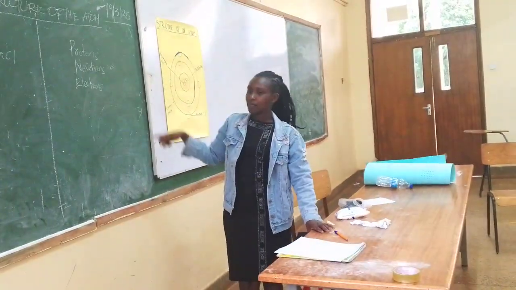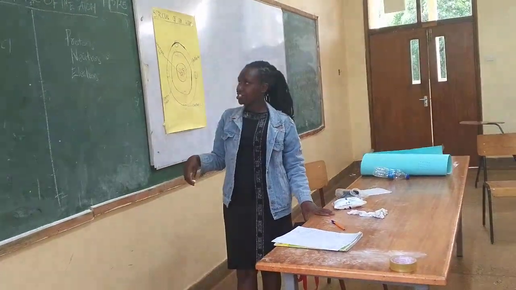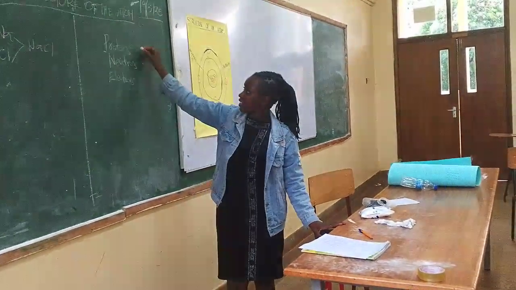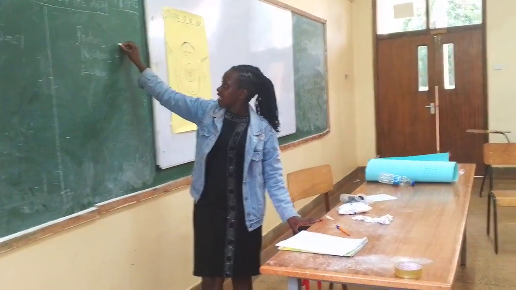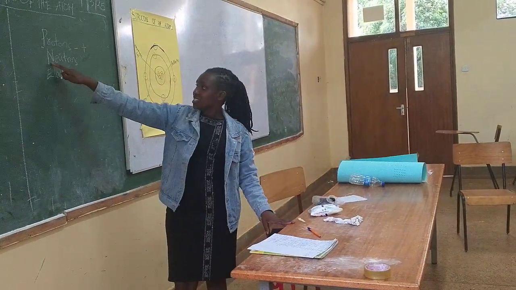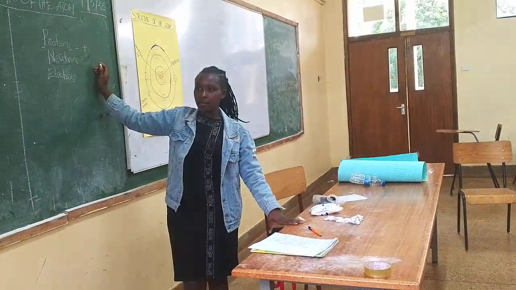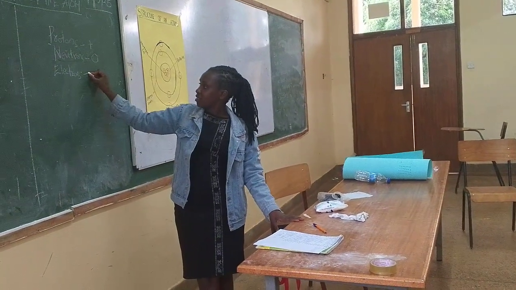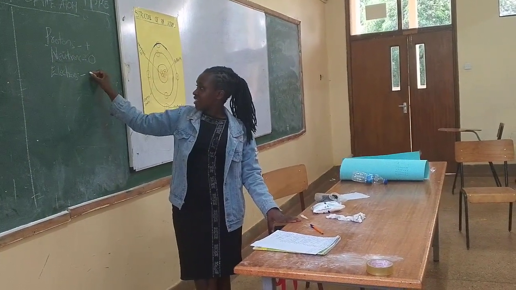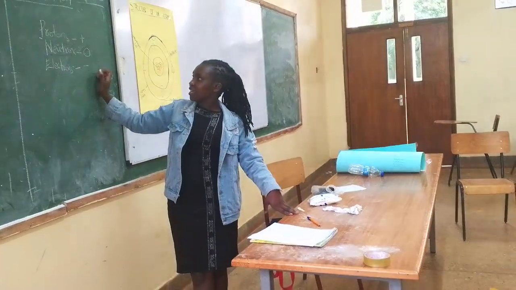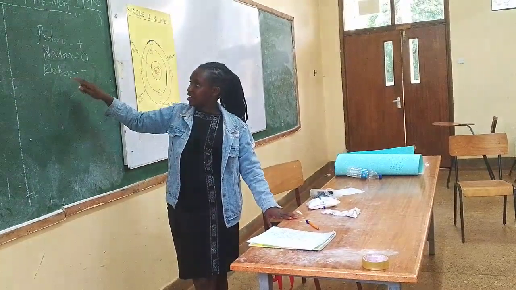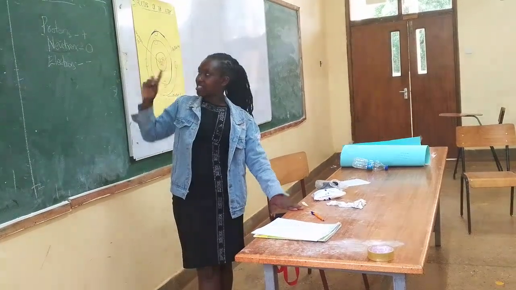These subatomic particles have a charge. When it comes to protons, you can see a P over here, it's positively charged. Neutrons here, as you can see by the name, are neutral, so you can give it as 0 here. Then when it comes to electrons, they are negatively charged. And in an atom, the number of protons and electrons are always equal.